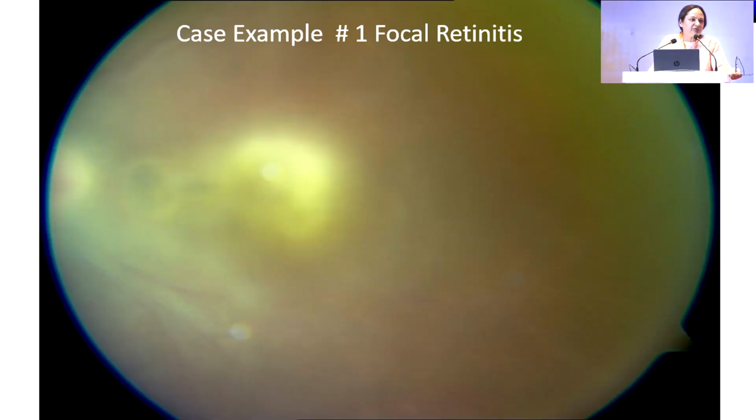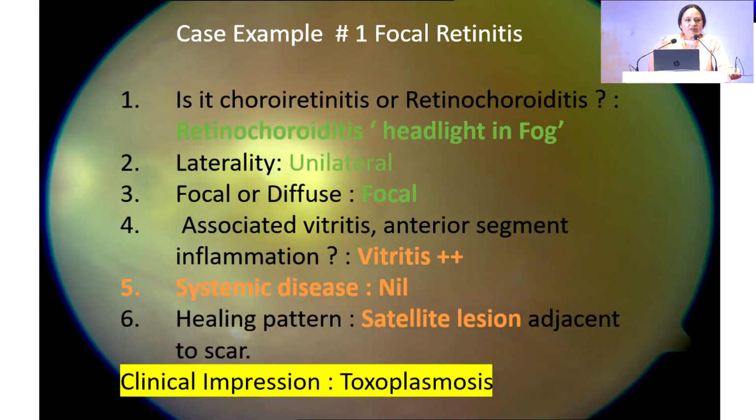So why would I investigate this patient for TB, then it comes positive, then start ATT, and then get confused all over? So just ask yourself a couple of questions. Is it chorioretinitis or retinochoroiditis? Well, it is retinochoroiditis. It's headlight in fog. It is unilateral. It is focal, with overlying vitreous cells present, and we are seeing a satellite lesion next to the scar.